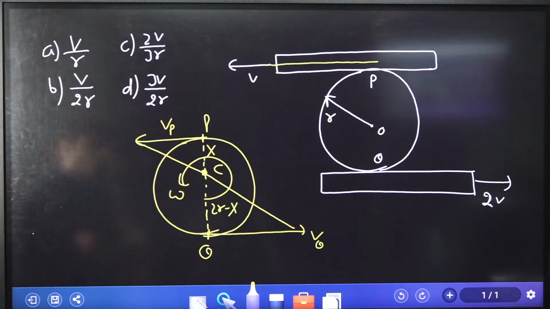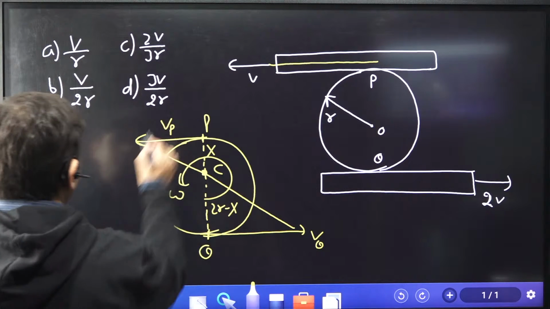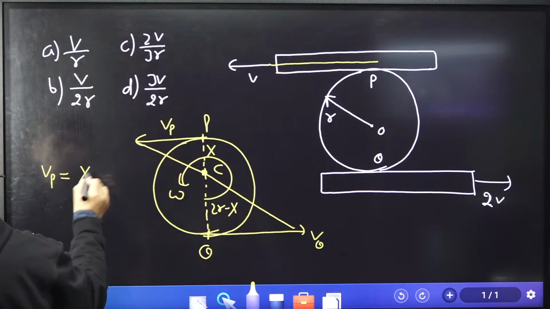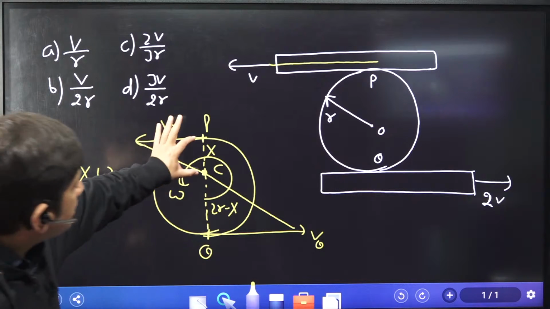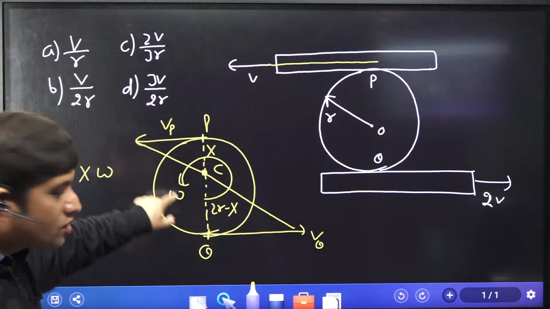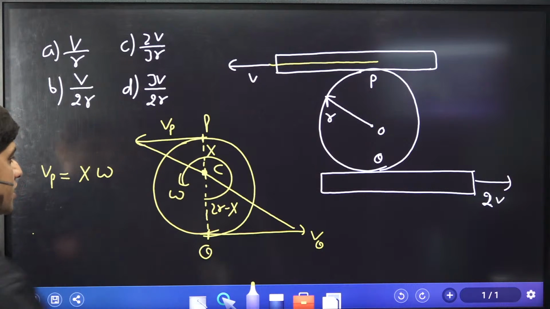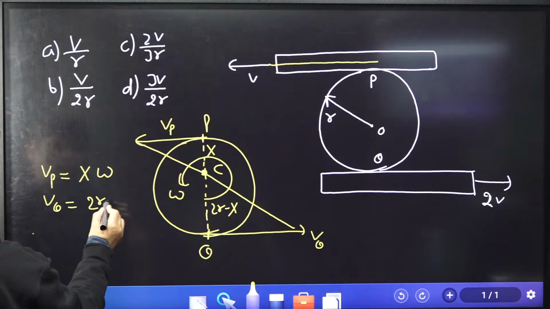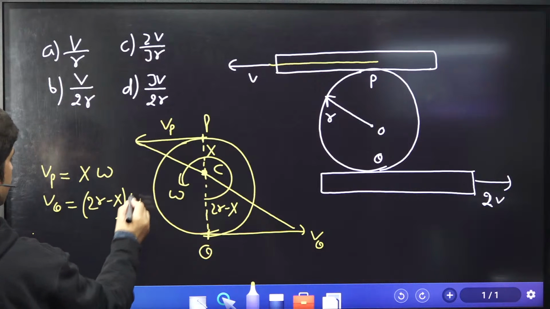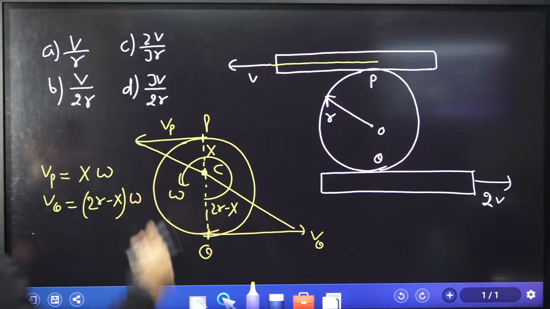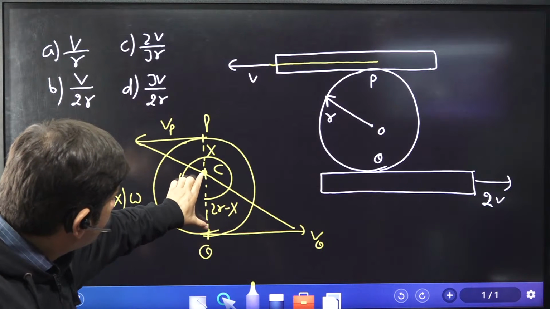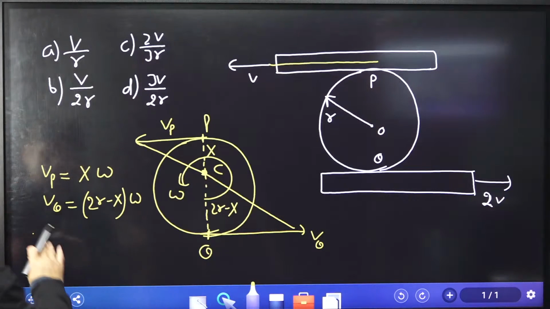Now, what is VP? I will say, sir, VP is x into omega. What is x? x is the radial distance. What is omega? Angular velocity of the disk. Agree or not? And what is C? Instantaneous center of rotation. What is VQ? Sir, VQ is (2r minus x) into omega. Yes, the radial distance of this is 2r minus x. So VQ is R into omega, where R is the radial distance from here, 2r minus x. Use these two concepts now.